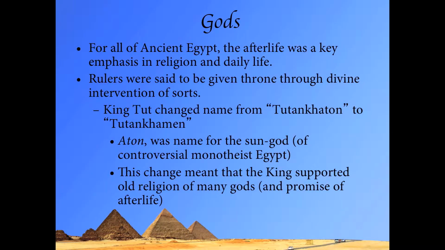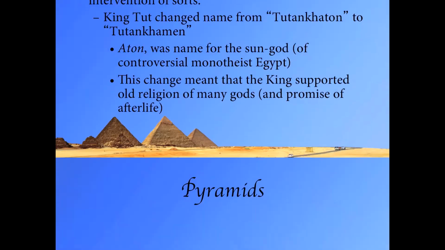Aten was the name of the sun god in the monotheist religion. Tutankhaten incorporated the name of Aten. This meant that King Tut did not believe in a monotheist religion, but rather supported the religion of many gods. This change meant that even pharaohs relied on the support of clerics.